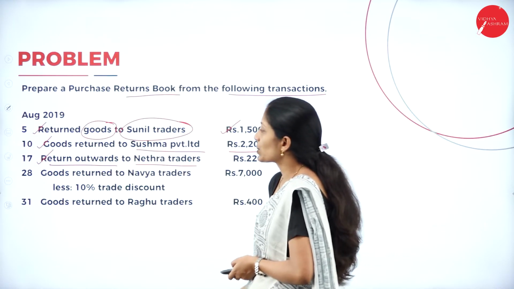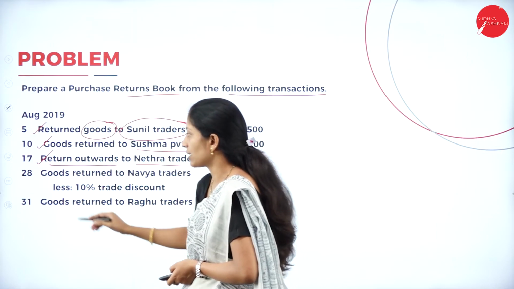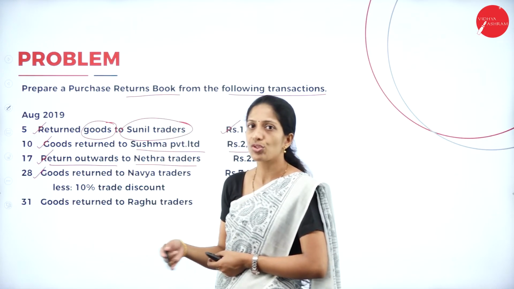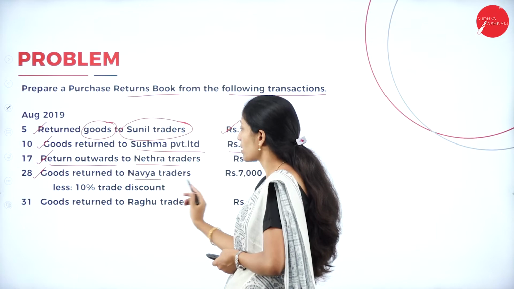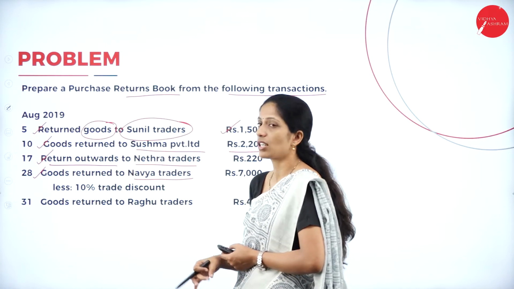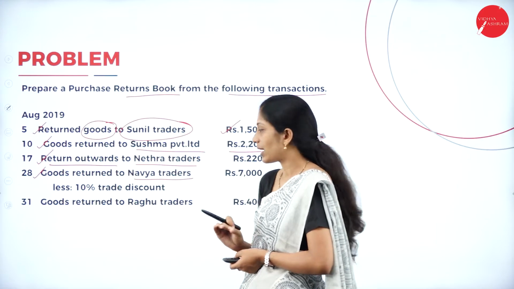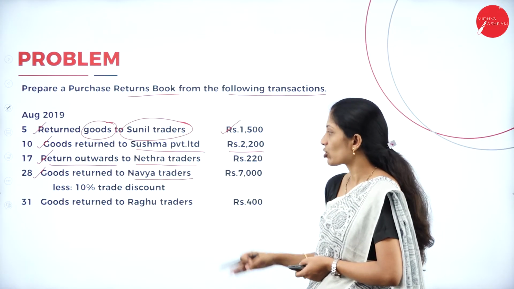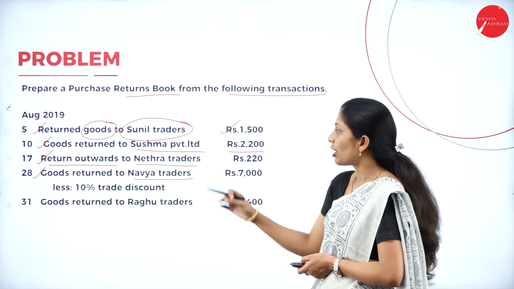Now coming to the next one, goods returned to Navya Traders. So 28th, goods returned to Navya Traders. So name of the supplier is Navya Traders, but there is a trade discount of 10%. So you have to minus that trade discount, that is 10% of 7,000. So how do you write?